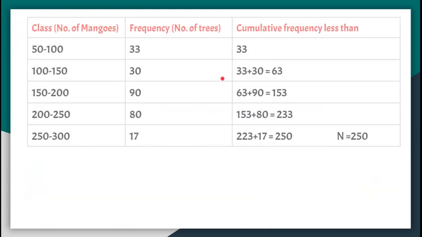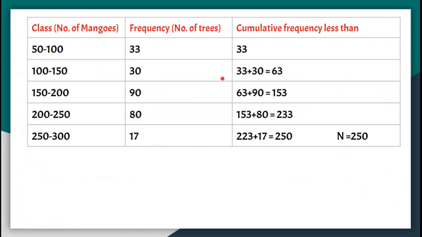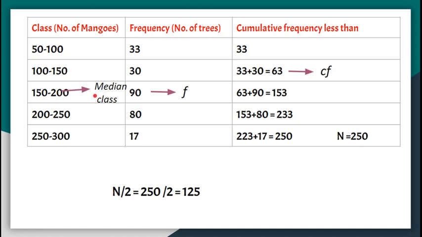When I solve it for myself, this is the table that I get. I get the final value of n as 250, and from there what I get is n by 2 is 125. 125 से कम जो cumulative frequency है वो है 63, so this is my CF. इसके just बाद वाली frequency 90 है, so this becomes my F, and इसी रो में जो class है this becomes my median class. For this median class, L, which is lower limit, is 150. CF I have already got as 63. F I have already got as 90. H for this class is 200 minus 150, which is 50.